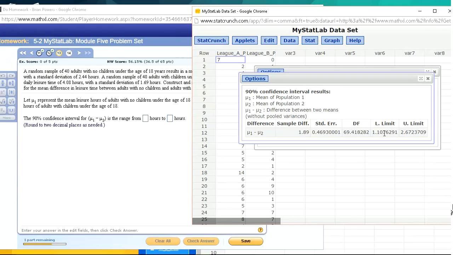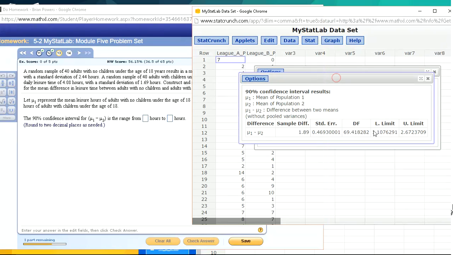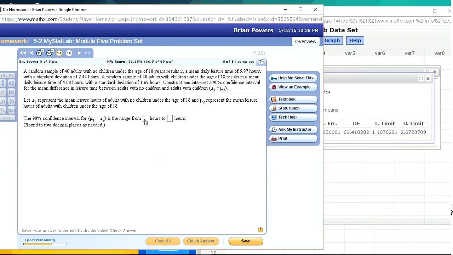Let's check it out. So, looks like the difference between their leisure time, the mean difference, we're 90% confident the mean difference is between 1.10 hours and 2.67. So, 2 decimal places. 1.1, I have to round it up to 1.11, and then 2.67. Isn't it so satisfying when it tells you good job?